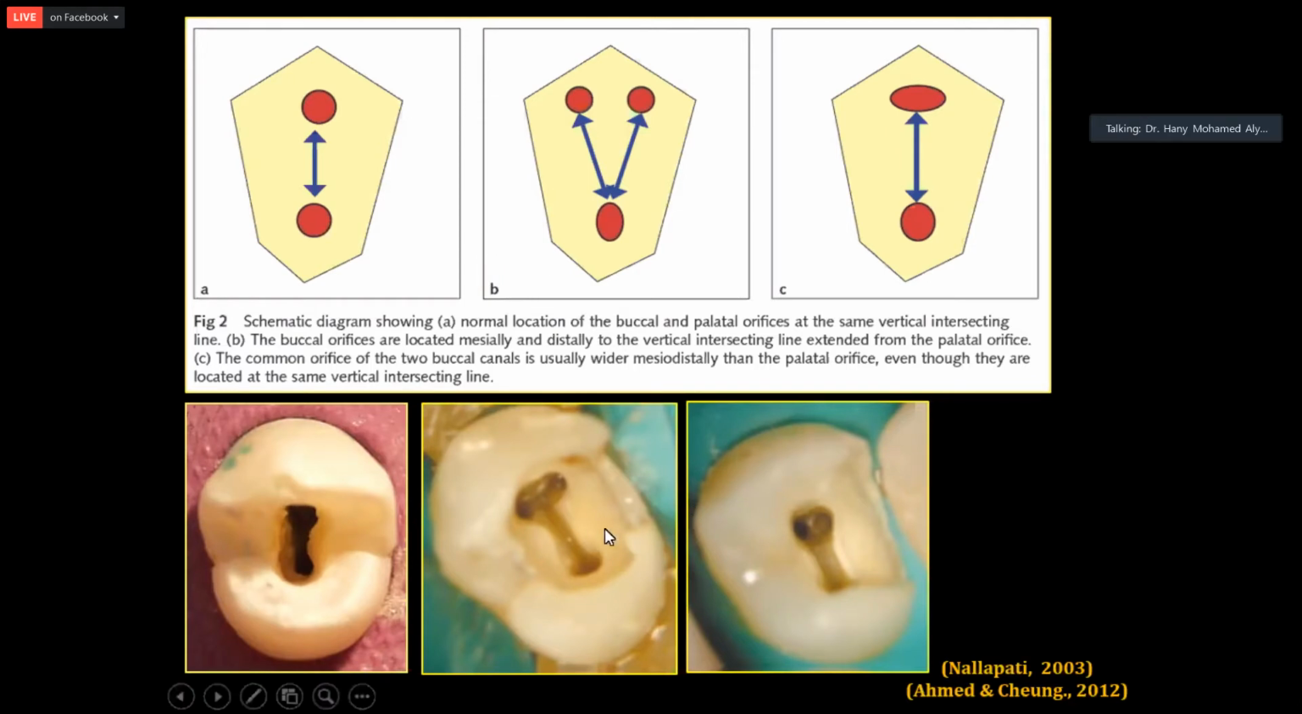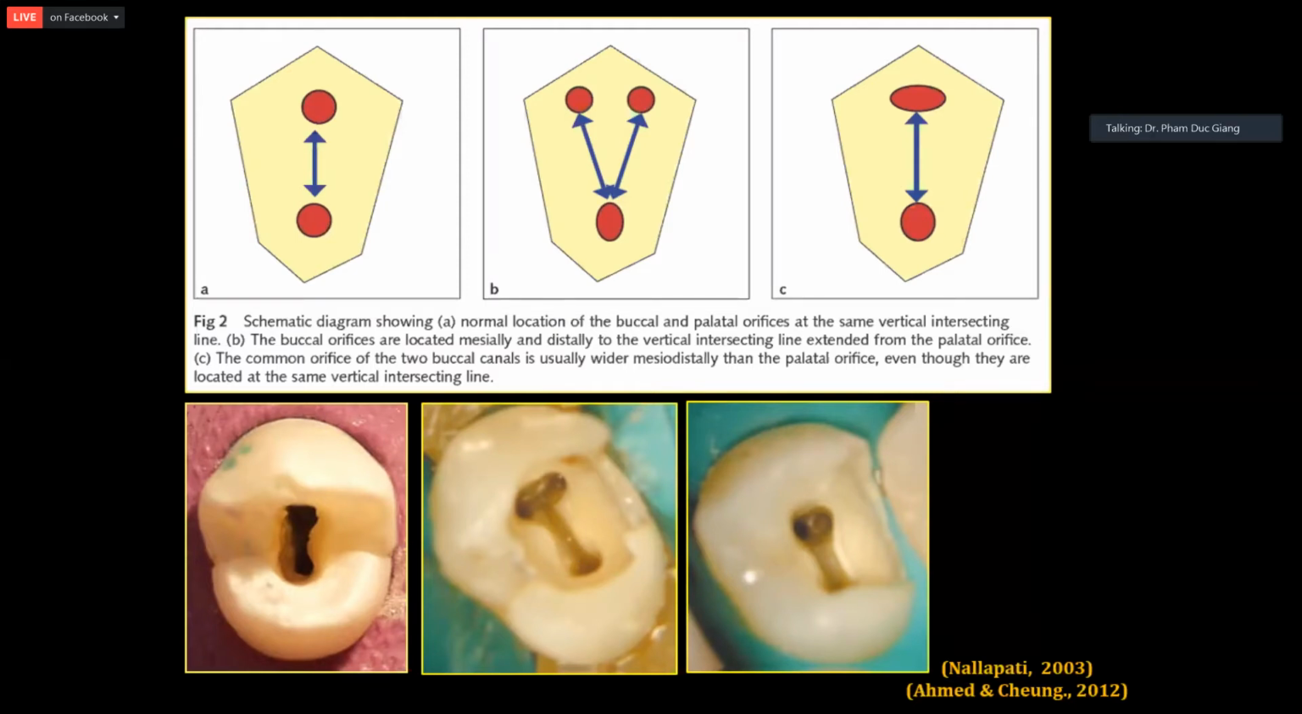So as you can see here also in the photo below, this is a T-shaped axis cavity, in which normally we have the oval axis cavity if there is only one buccal, one palatal canal. However, if there are two buccal canals, usually the axis cavity will take a T shape.